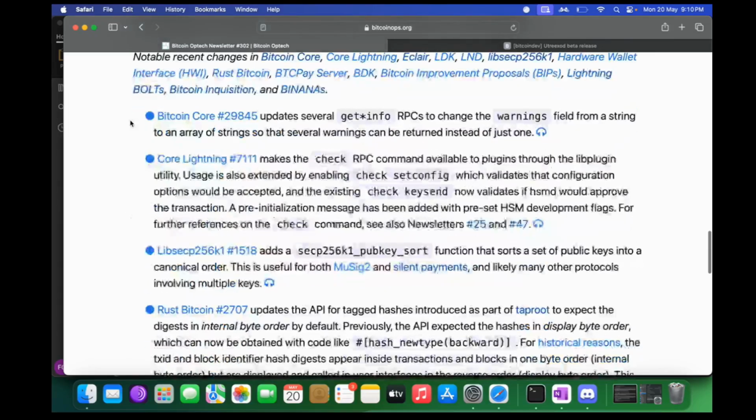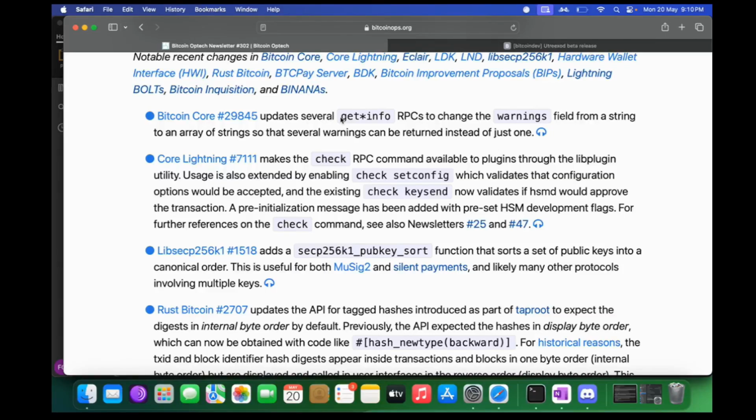Let's take this one. Bitcoin Core number 29845 updates several getinfo RPCs to change the warnings field from a string to an array of strings so that several warnings can be returned instead of just one. Okay.